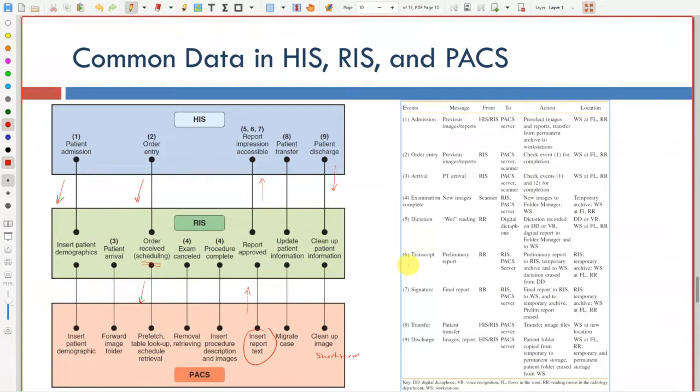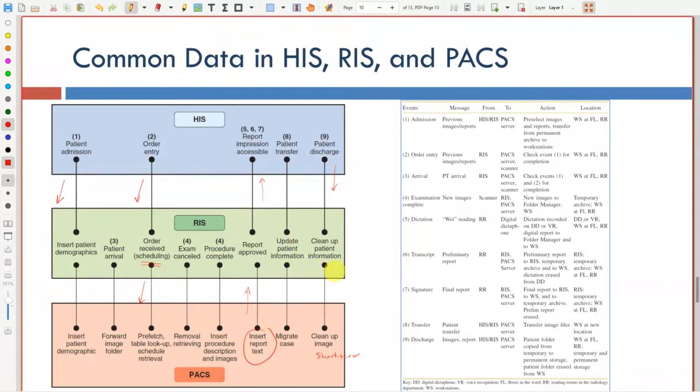You might have a transcript. Basically, it's like a preliminary report. You might have a signature. Basically, you allow the doctor to confirm. Whenever the doctor confirms, you can actually do some kind of digital signature. And for transfers, if the patient is transferred to another hospital, you might actually trigger something like this.